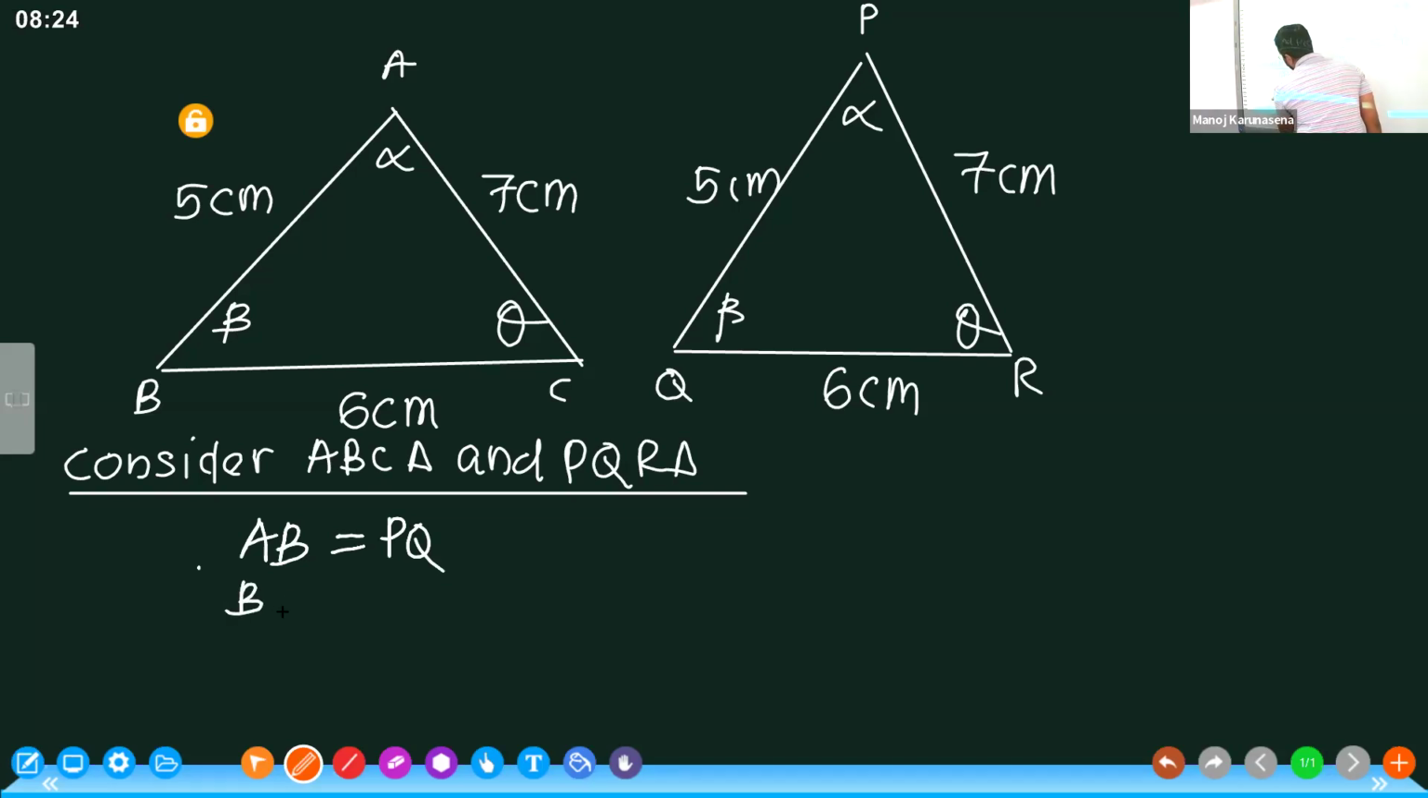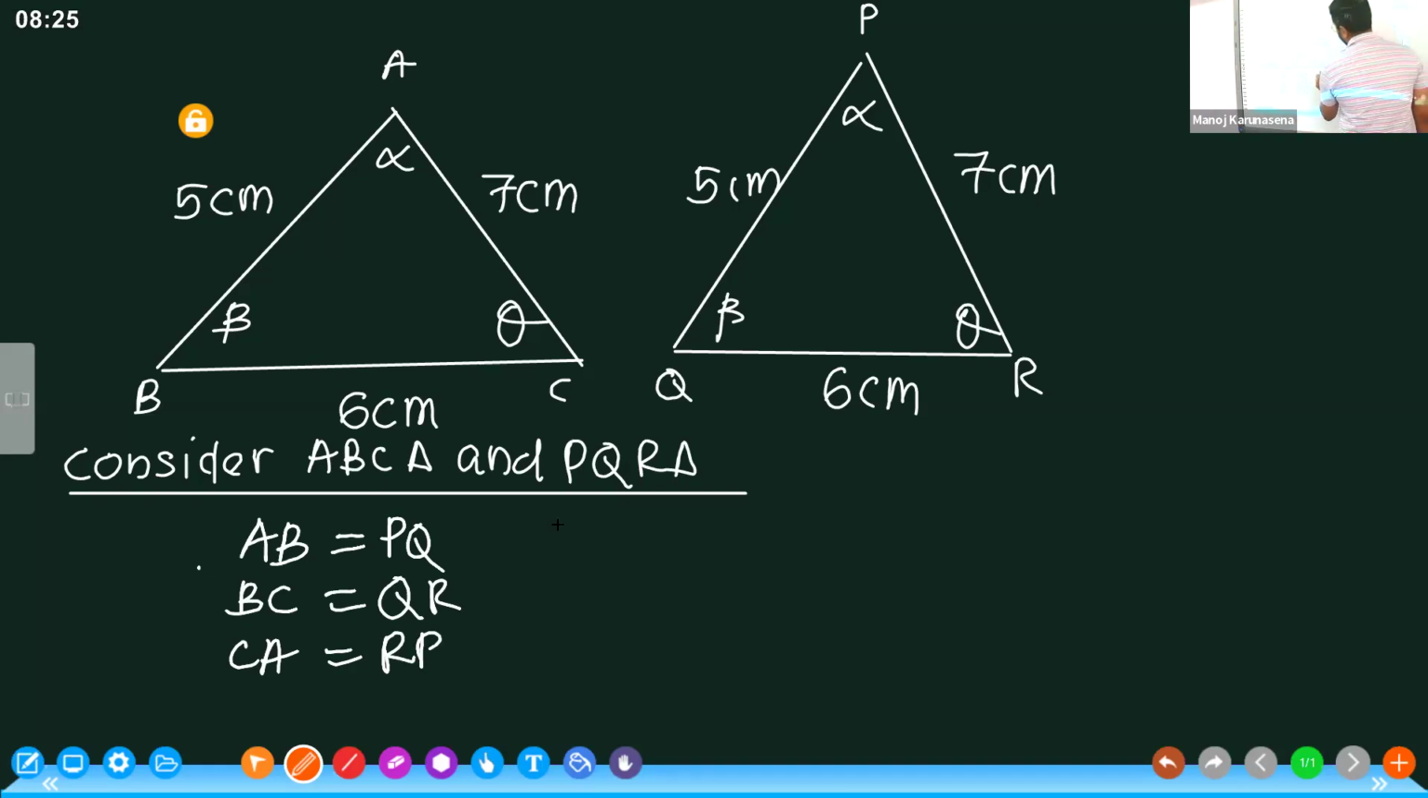BC equals QR. I'm not checking whether it went right. CA equals PR. RP. Right. Now three sides are equal.